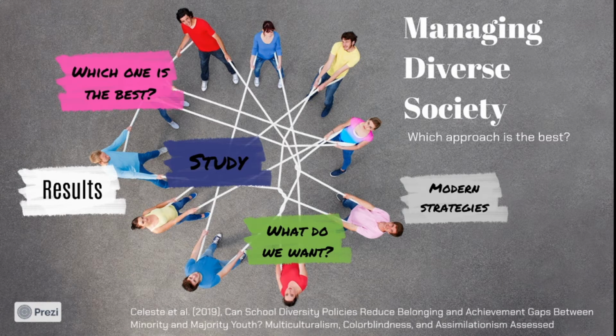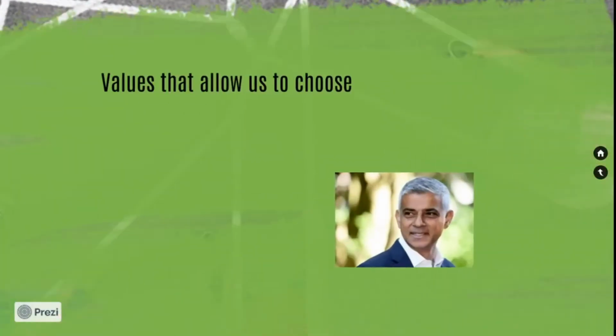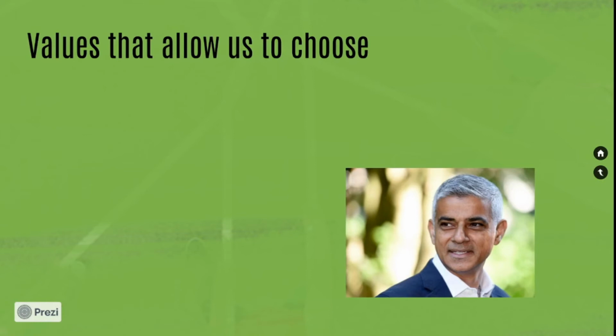What do we want from these policies? Well, it depends on values, obviously. But for example, we can be deeply egalitarian and say that we want to maximize minorities' chances for success and minimize the discrepancy between majority and minority. If you don't know, this is Sadiq Khan, Mayor of London, who is from a minority.